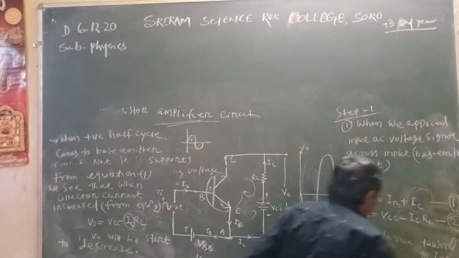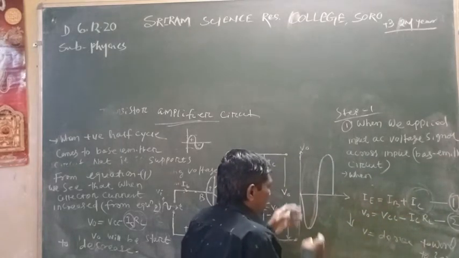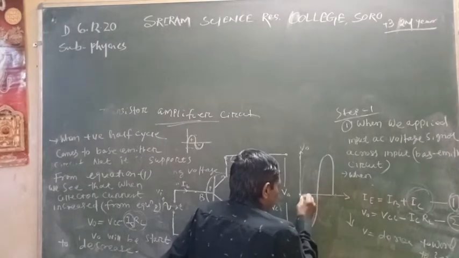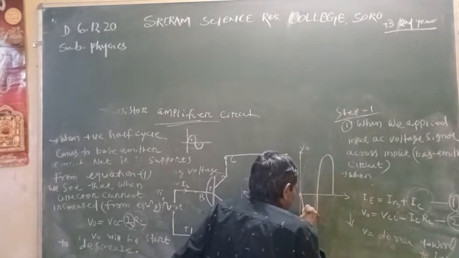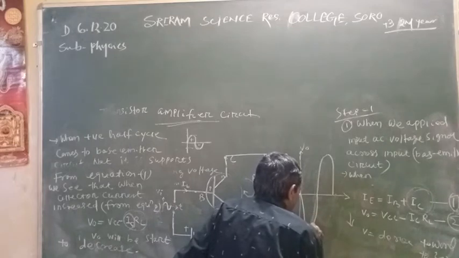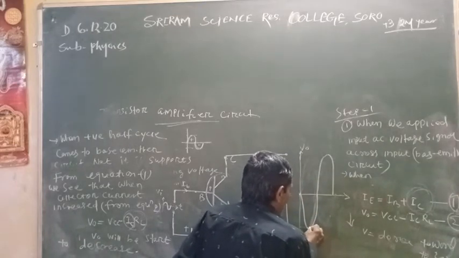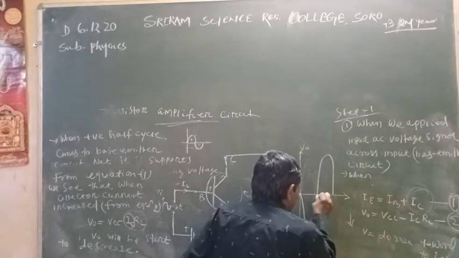towards zero voltage. So in this waveform, V naught will decrease gradually to a point, the maximum negative part, then it will increase.